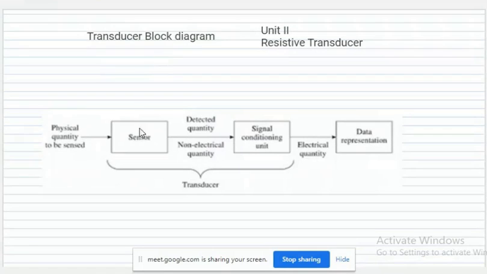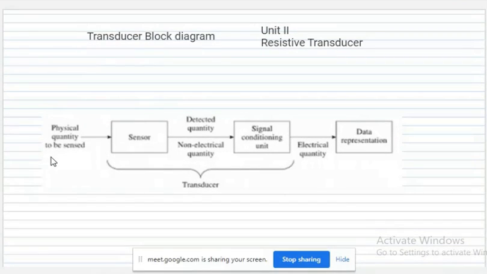You see, it consists of three subcomponents. First one is the sensor, second one is the signal conditioning unit, and third one is the data representation unit. To the sensor, we are applying the physical quantity to be sensed, right? I repeat this once more.